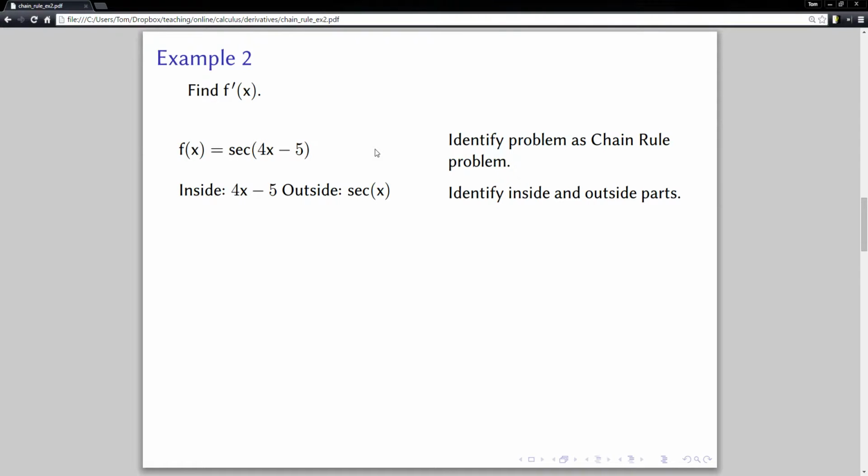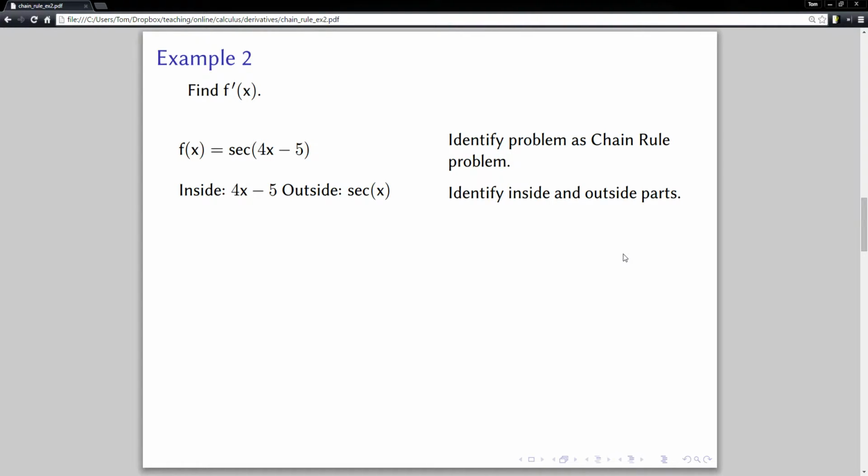Once you know it's a chain rule problem, what you want to do is identify the inside function and the outside function. Alright, so the inside part will be 4x minus 5, right? And if I pop that 4x minus 5 out and replace it back with an x, I would wind up with secant of x. So this function is built by taking 4x minus 5 and substituting it in for x here. I would wind up with exactly this thing right here.